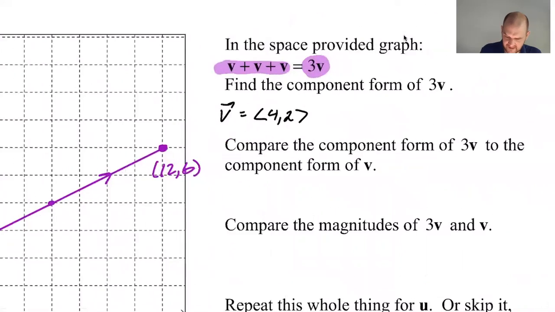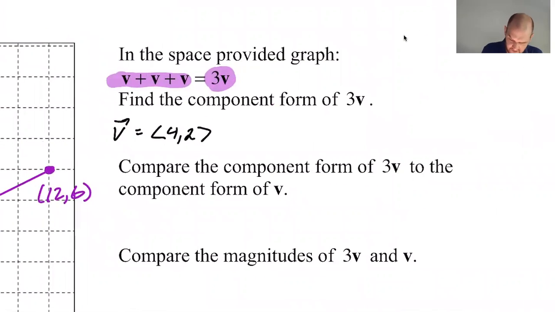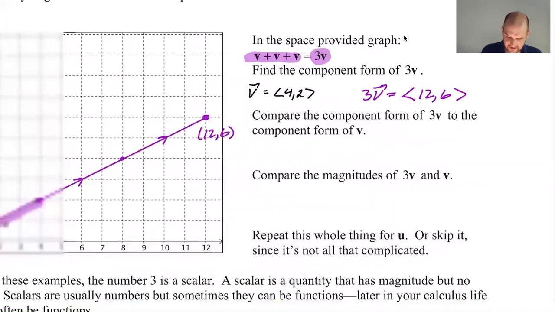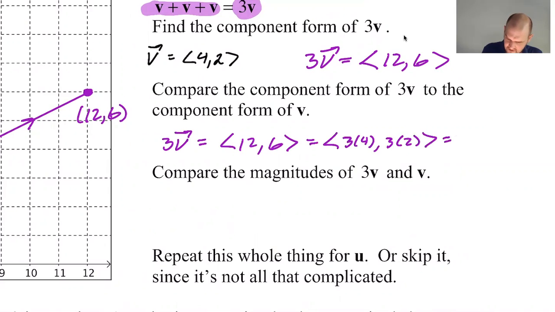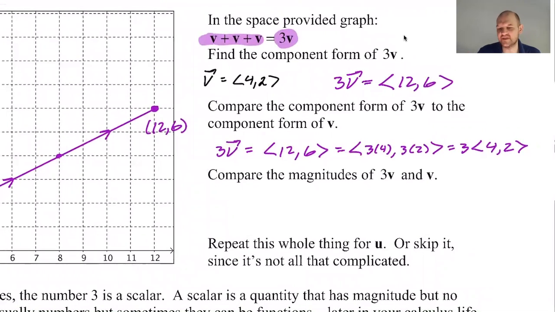But you can see that what I get is, so 3v is going to be 12, 6. You just use the vector v 3 times. And then if you look at it, you can do some weird stuff. So 3v is equal to, I'm going to say that this is 3 times 4 and 3 times 2, which is 3 times the vector 4, 2. So you literally just do 3 times each component. If it was 12v, I would do 12 times each component.